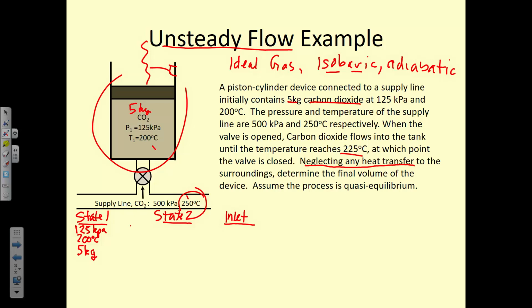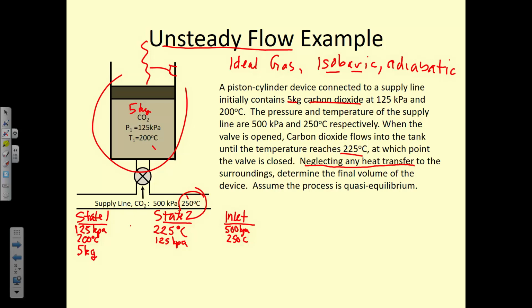What do we know about state 2? Okay, we know the temperature is 225 degrees Celsius. What else do we know? Yeah, the pressure doesn't change, right? So it's also 125 kilopascals. So we can say that. And then what do we know about the inlet? Okay, so it's 500 kilopascals and 250 degrees Celsius. Okay, so that's pretty good. We know the pressure and temperature of all of the states and the inlet, and that's good information to have.